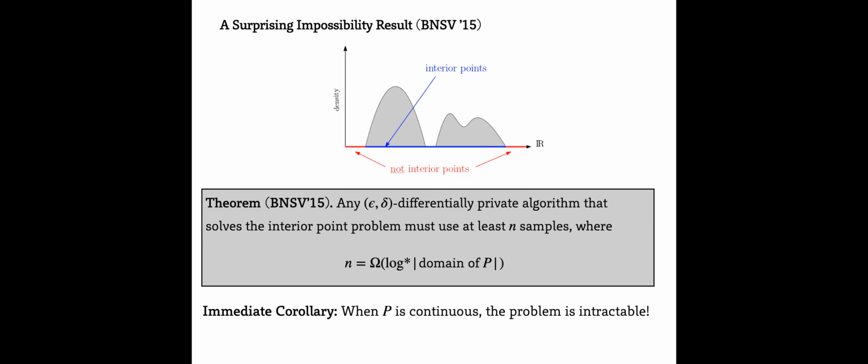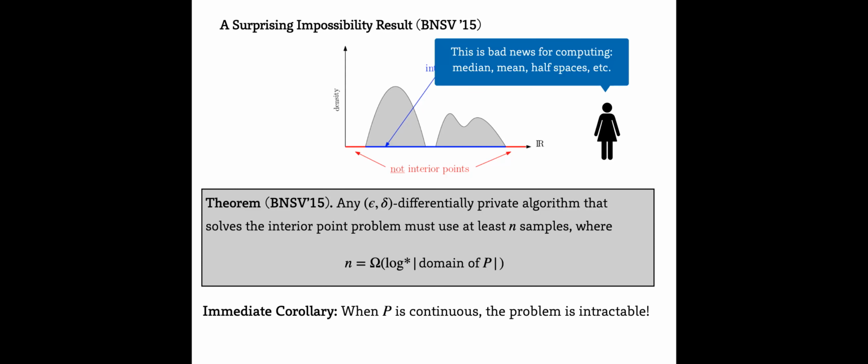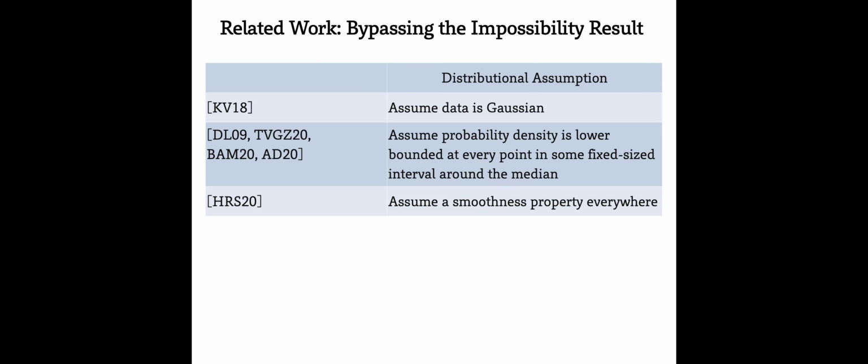So this is genuinely bad news, as a lot of the statistical estimation problems that we're interested in are a lot of the times just refined versions of the interior point problem. And what this impossibility result has led to is a long line of work where researchers have tried to bypass the impossibility result by solving the interior point problem for restricted classes of distributions.